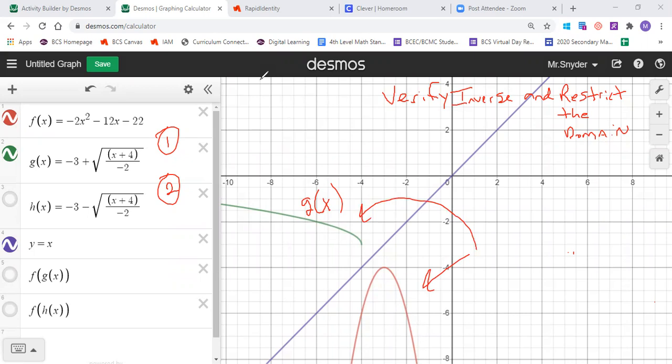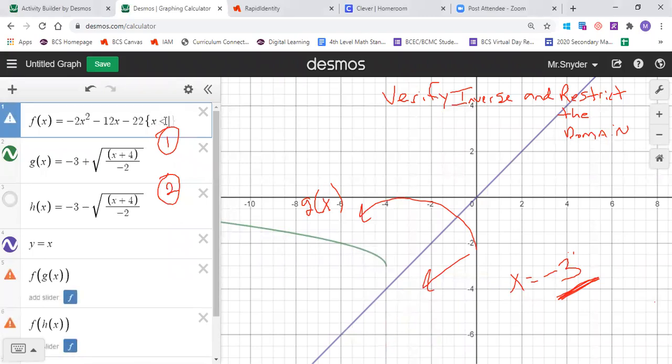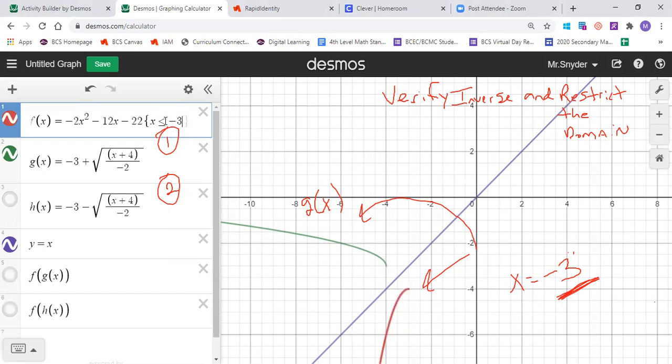And how we do that is simple. We find the vertex. So I'm going to find the vertex, which is right here, at -3, 4. X equals -3. And I'm going to write it all off of this value of -3. So I come up here to the top and I say absolute value of x is less than or equal to -3. Now check out what happens.